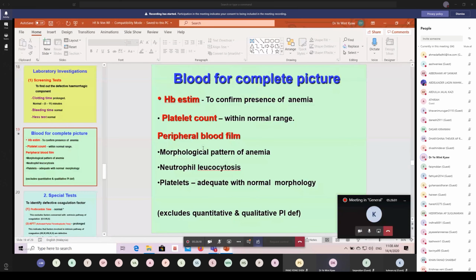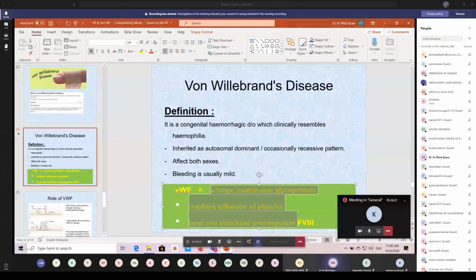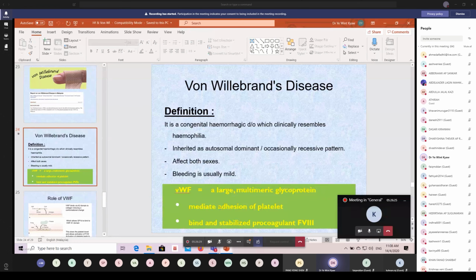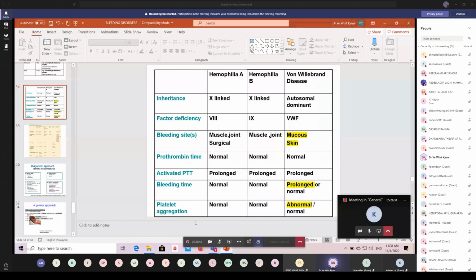Von Willebrand: this is the function of von Willebrand factor. They can mediate platelet adhesion, and they can also stabilize factor 8, so they can present with bleeding. They can present with both factor 8 abnormality features, and they can also present with platelet abnormality features, because they have two functions.